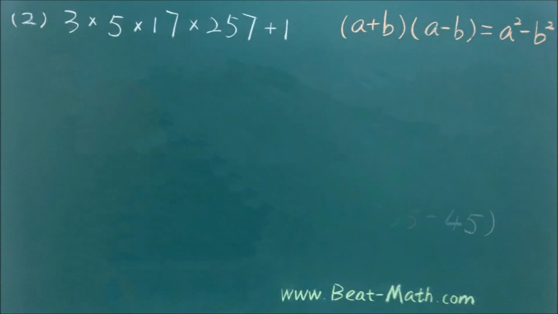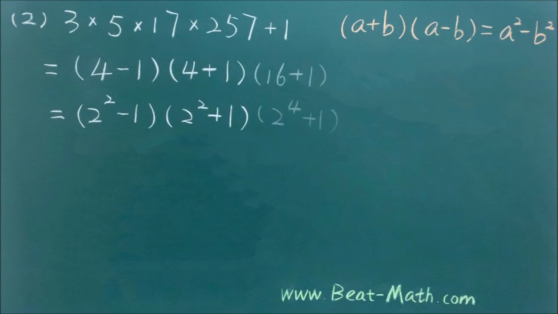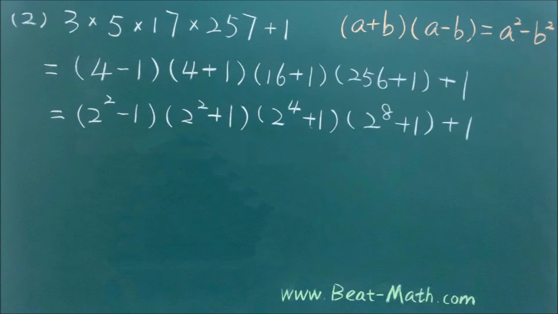Okay, the next example is 3 times 5 times 17 times 257 plus 1. It seems like this one is a little bit more complicated than the previous one, but it also has a special trick which we can use to make the calculation much easier. Here, 3 equals 4 minus 1. 4 is the square of 2, so 3 equals 2 squared minus 1. In the same manner, we can get 5 equals 2 squared plus 1, 17 equals 2 to the 4th power plus 1, 257 equals 2 to the 8th power plus 1.